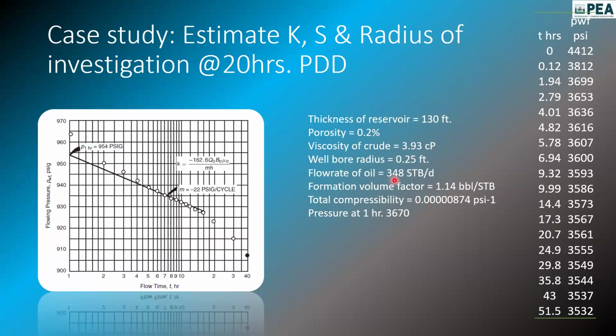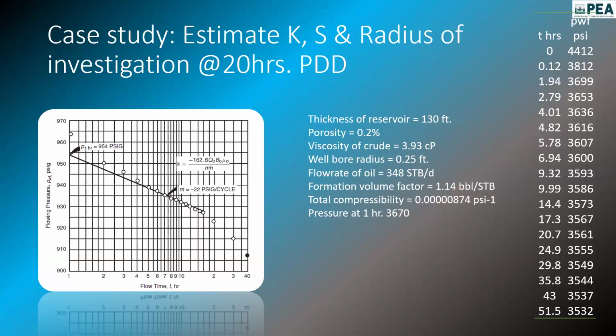flow rate of oil 348 stock tank barrels per day, and formation volume factor 1.14 barrels per STB. Total compressibility was given as 0.00000874 psi inverse, and pressure at 1 hour is 3670. Why? Because exactly the value of pressure at 1 hour was not given in this table, but we can find it in Excel. Or else, if you have the value of pressure directly, you can use that value also. Why? Because this value will be used to estimate skin factor.